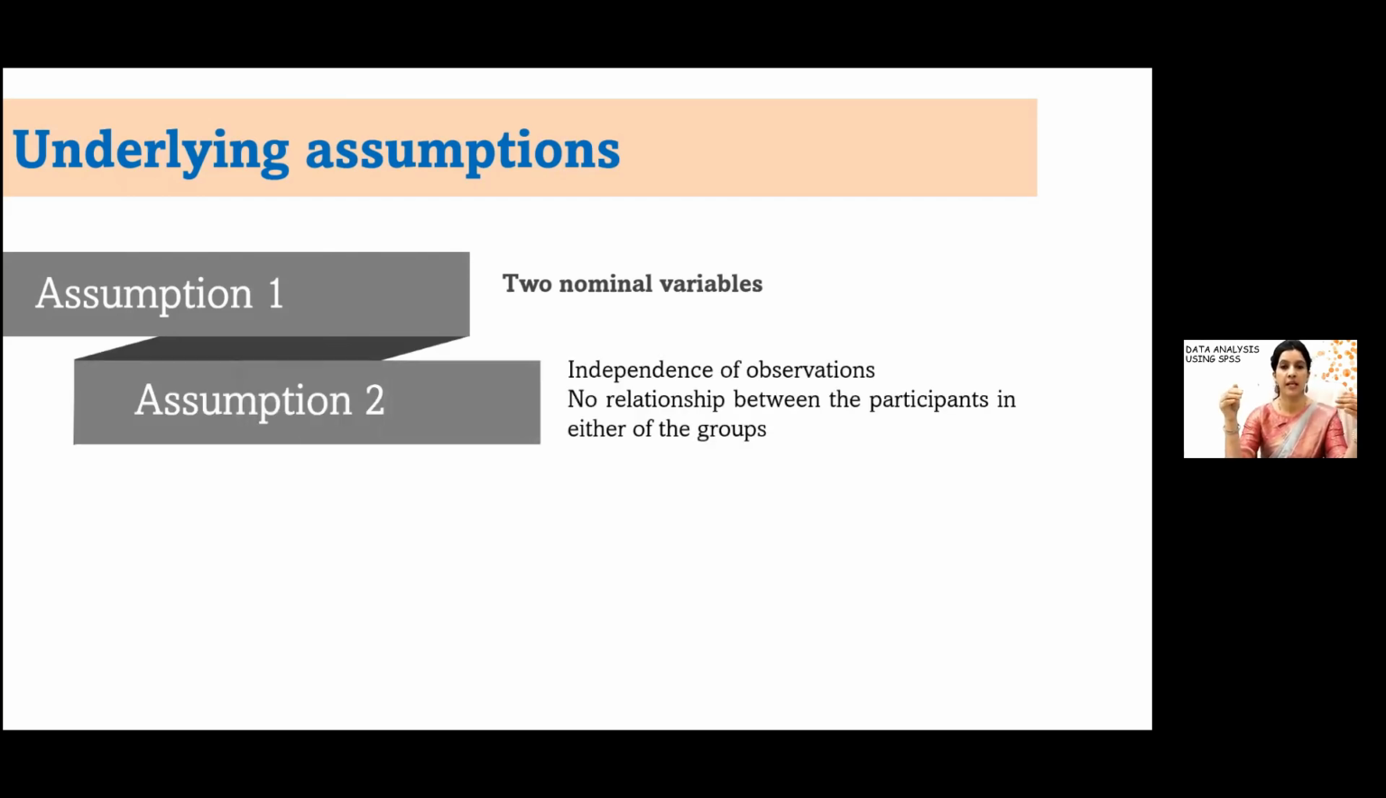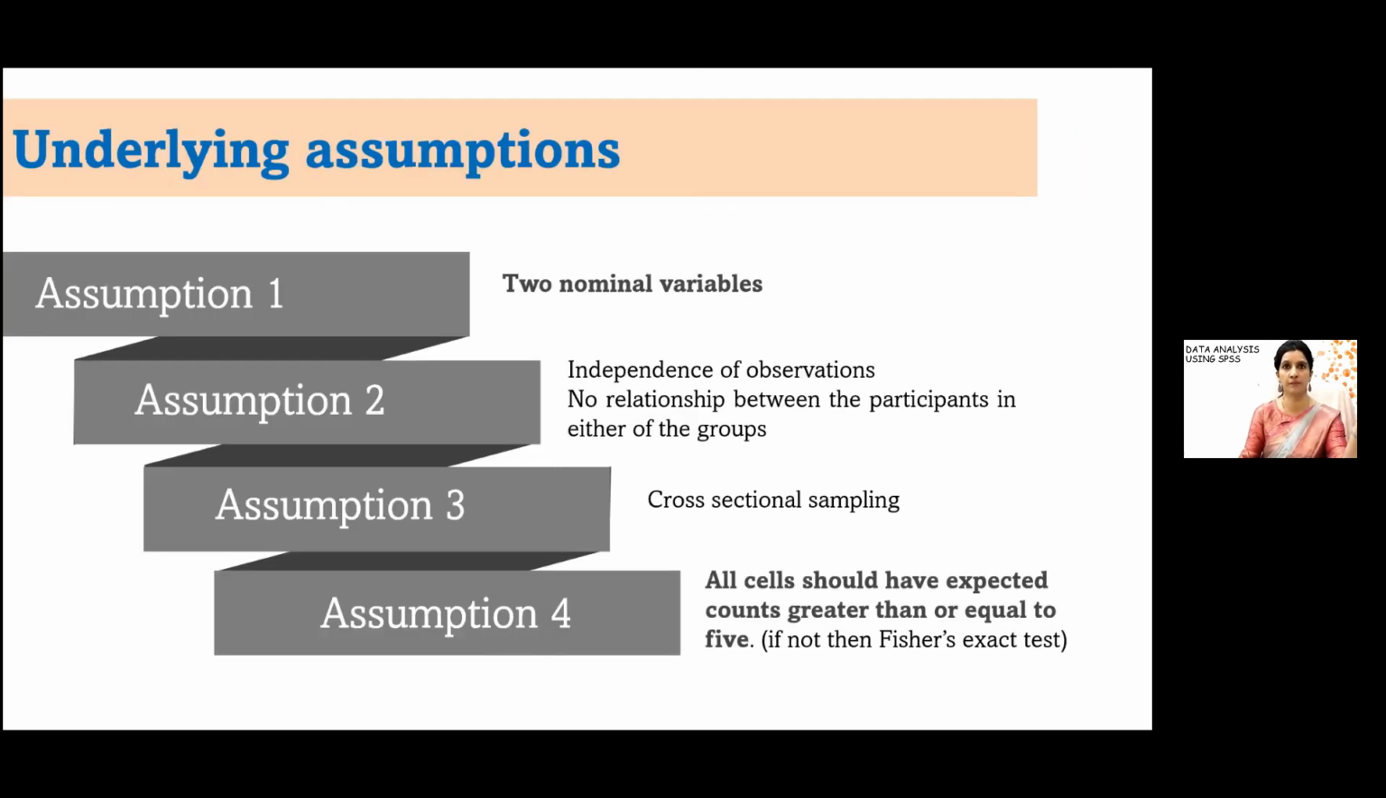Then there should be independence of observation. Now, what do I mean by independence of observation? It means if you have counted one person in one category, he cannot be counted in the other category. Like if there are males and females, and you have assigned one person as male, the same person cannot be labeled as female. So that is known as independence of observation.